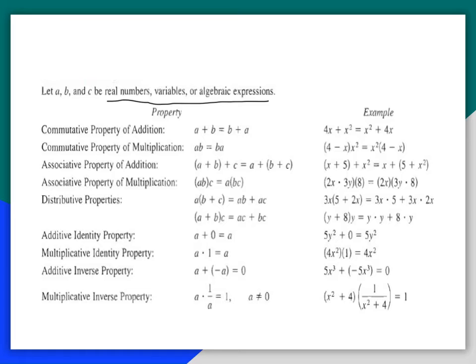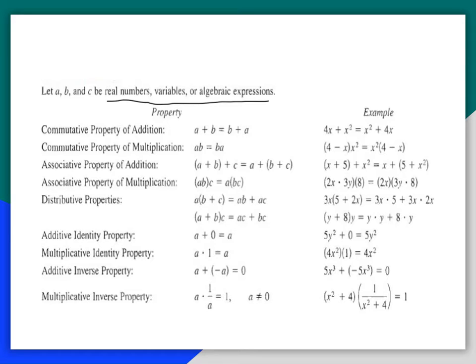Then we have the associative property of addition. This is the property that involves grouping. So it says that if we're adding three things together, it doesn't matter which two we add together first, we will still end up with the same sum. Similarly, we have the associative property of multiplication. When we're multiplying three values together, the order in which we multiply them does not matter.